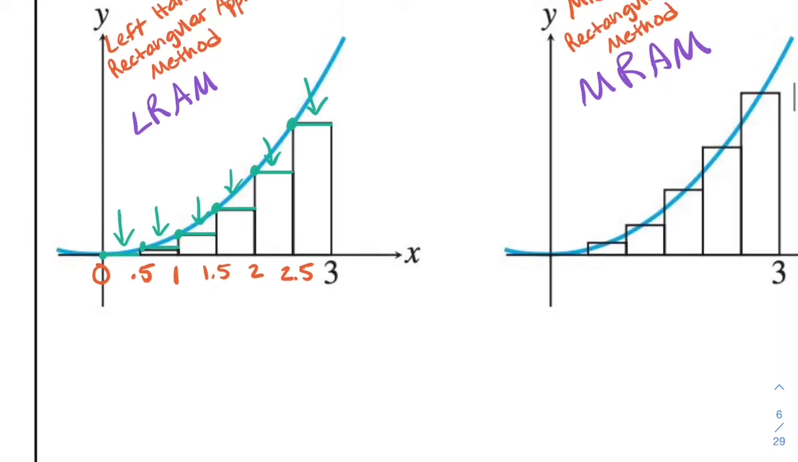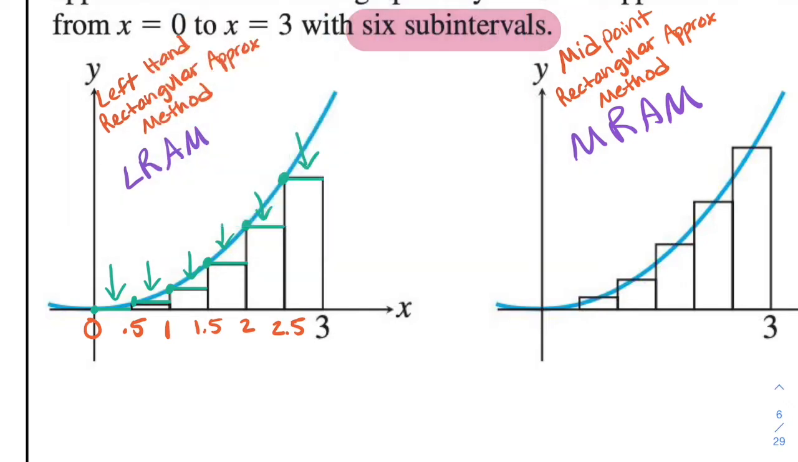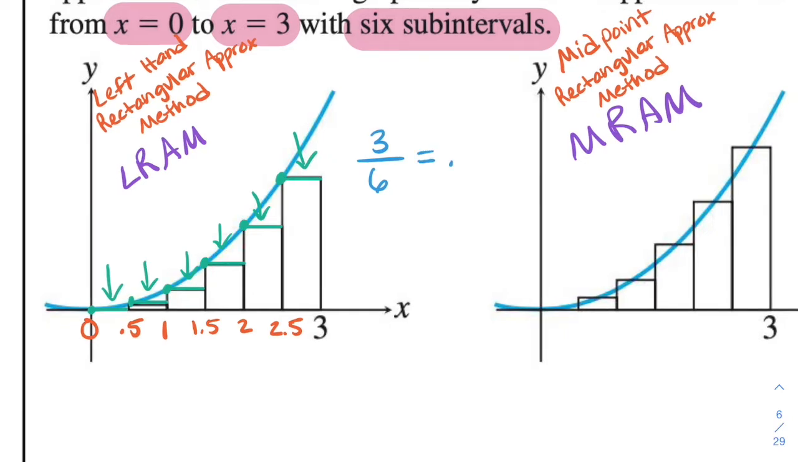So what we're going to do is find how wide each interval is. So we are going to take the length of the interval over the number of intervals. So we're going to do 3 divided by 6, because it's going from 0 to 3, and we want it divided into 6 equally spaced subintervals. So this is 0.5. This is what is sometimes referred to as delta x. So delta x is 0.5. The change, each one is 0.5.